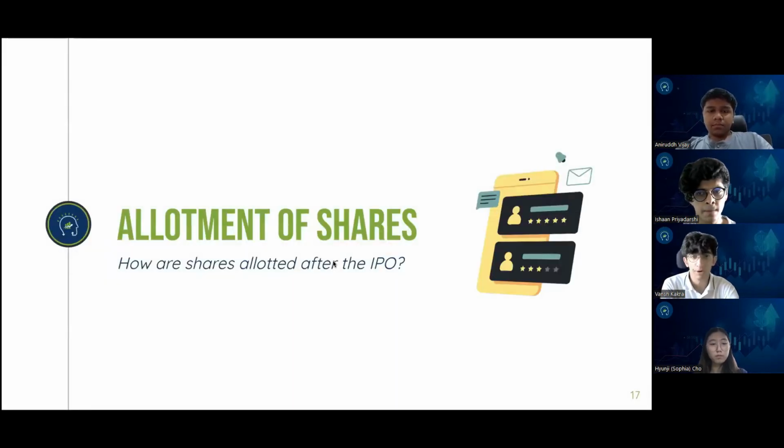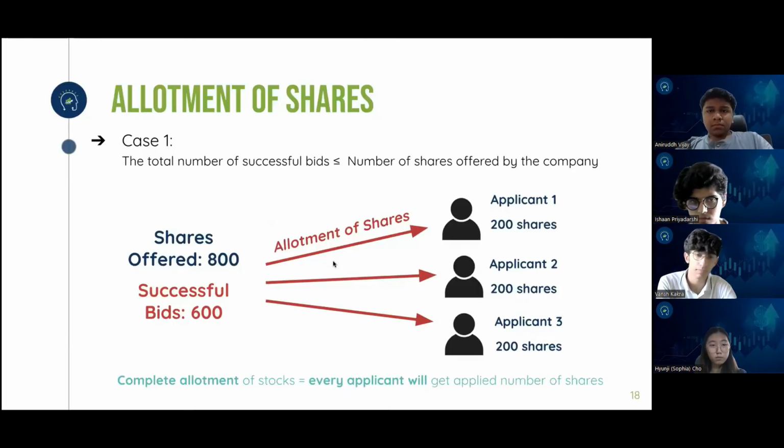So the allotment of shares is also a quintessential topic to understand, because the allotment of shares depends on the number of subscriptions that the IPO receives, right? The next slide shows that there are two main cases. The first case is that the total number of bids is less than or equal to the number of shares offered by the company. So if the number of bids made by the applicants is less than or equal to the number of shares being offered, then the complete allotment of shares will take place. Thus, every applicant who has applied will receive the assigned number of shares, right?